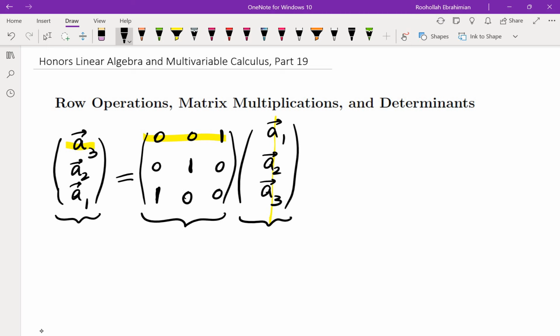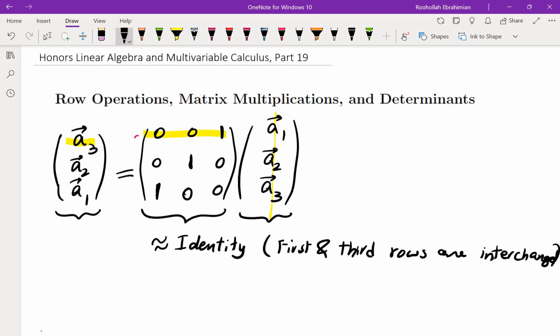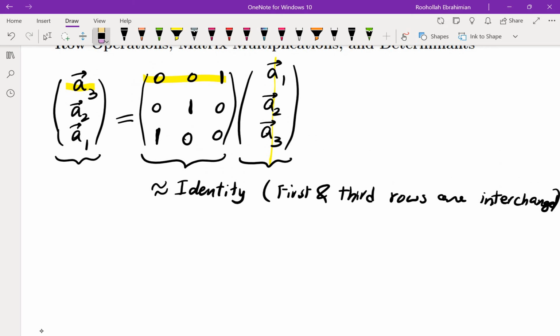So this matrix is obtained by swapping the first row and the third row of the identity matrix. It is almost identity, with the exception that the first and third rows are interchanged. So that's how we obtain that matrix. That is the first operation, row swaps.